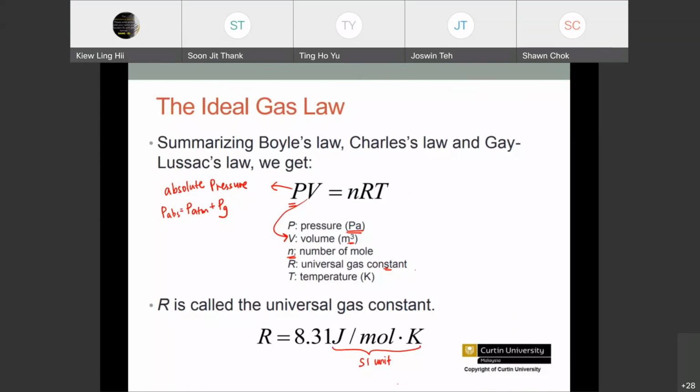And T is the temperature. The SI unit of temperature is Kelvin. So please highlight the K to remind yourself, because this is a common mistake that is always forgotten. It is commonly forgotten because we are so used to degrees Celsius. But remember, the SI unit is Kelvin.